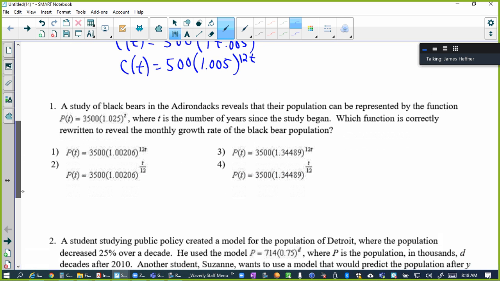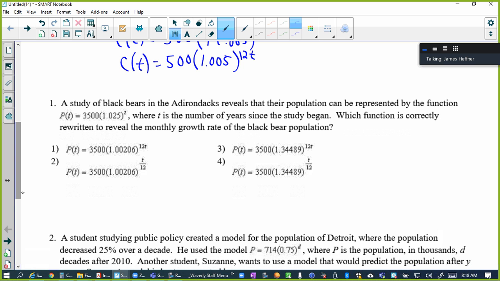This is something about black bears here. Okay. A study of black bears in the Adirondacks reveals their population can be represented by this function, P of t, population, 3,500 times 1.025 to the t. So, guys, looking at that formula, how many black bears did we start with? 3,500 of them, right? And they grow, I would say, 2.5% per year, right? So t is a number of years.